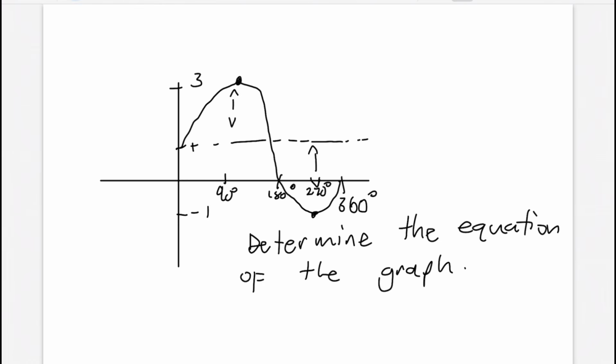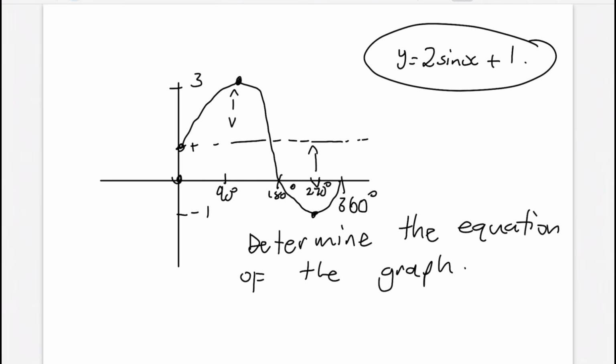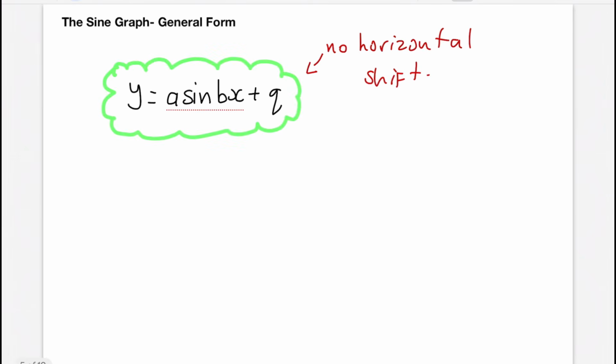Okay, so we now know that it must start with a 2 sine x. But as you can see, this graph, instead of starting at the origin, starts here at 1, so it's been shifted 1 unit up. That's how we know the equation of that graph. Awesome. Now this leads us to the general form of the sine graph. y is equal to a sine bx plus q.